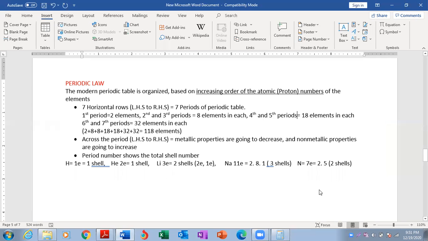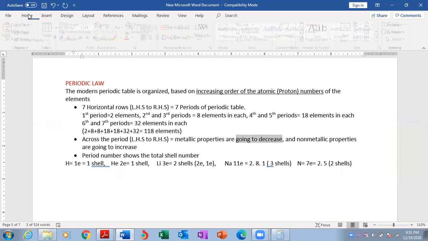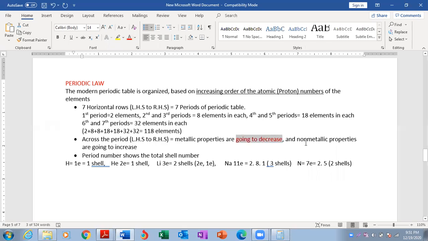The most important thing that you need to understand, last but not least: across the period the metallic properties are going to diminish, they are going to decrease. I'm just going to highlight it with the red color. Is this information interesting or not, Ibrahim? Yes, it is. Okay, now just look at the periodic table like this. This is one of the great tools, and with the help of it you can find out a bundle of information.